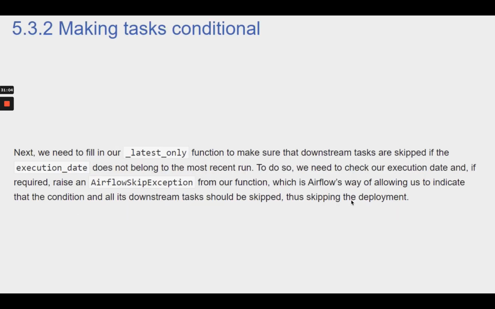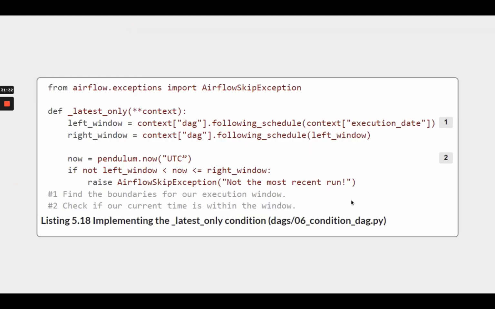Next, we need to fill in our _latest_only function to make sure that downstream tasks are skipped if the execution_date does not belong to the most recent run. To do so, we need to check our execution date and, if required, raise an Airflow skip exception from our function, which is Airflow's way of allowing us to indicate that the condition and all its downstream tasks should be skipped, thus skipping the deployment. This gives us something like the following implementation for our condition.